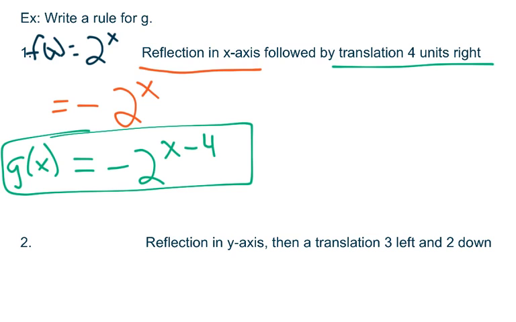Okay, really just as simple as that. The red one takes care of the reflection, the green one takes care of the translation, and then you're at your final destination. g of x is equal to -2 to the x minus 4 power.